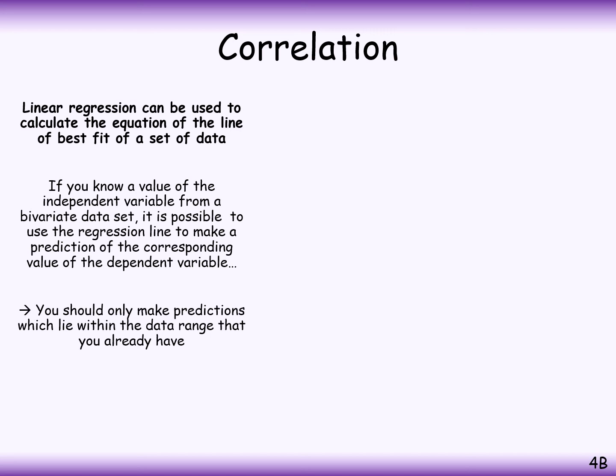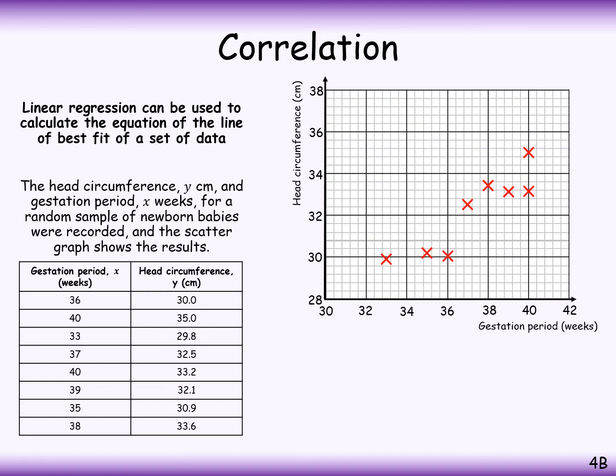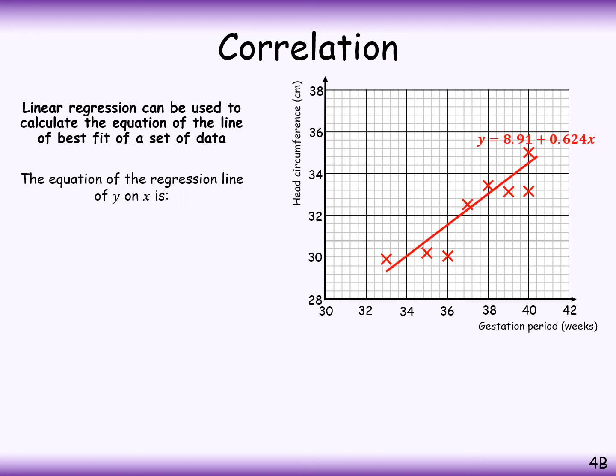So if you know, say, a value of the independent variable from bivariate data, it's possible to use a regression line to make a prediction. And that's what we're using a regression line for, to make a prediction. So if we have these sets of data, we're looking at head circumference, y centimeters, against gestation period, x weeks, for a random sample of newborn babies. And if we plot this, we get a data set that looks something like this. And we could work out the regression line.